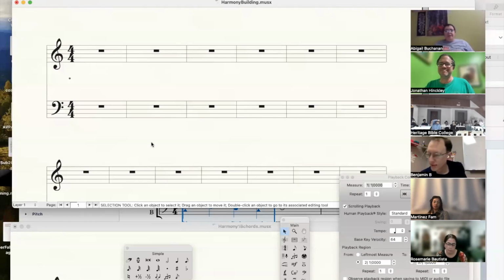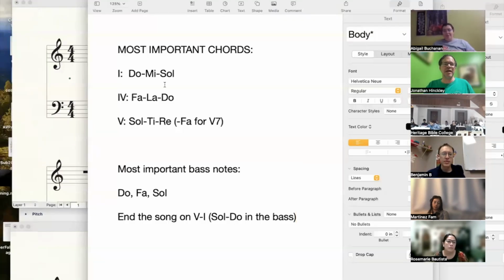Do, fa, and so. Right? Let me just pull that up again. The most important bass notes, right? Again, if you didn't get that, take a picture of it. The most important bass notes, do, fa, and so. And almost every song, unless it's in what we call a minor key or some unusual thing.